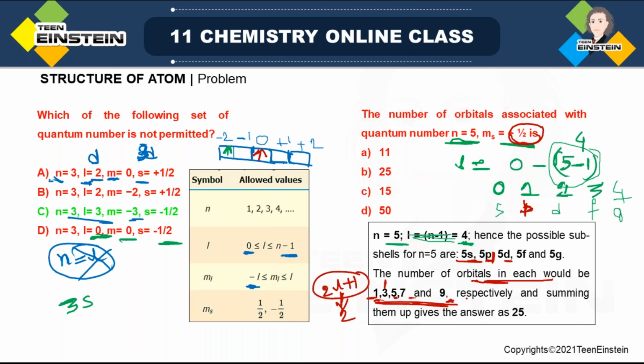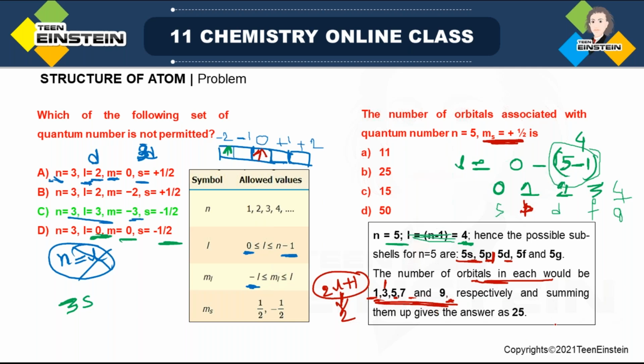So these are the number of orbitals, and the maximum number of electrons you can place is the number of orbitals into 2. If it were simply asking, with n equal to 5, how many electrons you can place, then for each value you would multiply by 2. But here it is asking for the number of orbitals associated with n equal to 5, as well as maintaining this condition. So just one electron we can choose, and that is why the answer will be 1, 3, 5, 7, 9 for 5s, 5p, 5d, 5f, 5g.